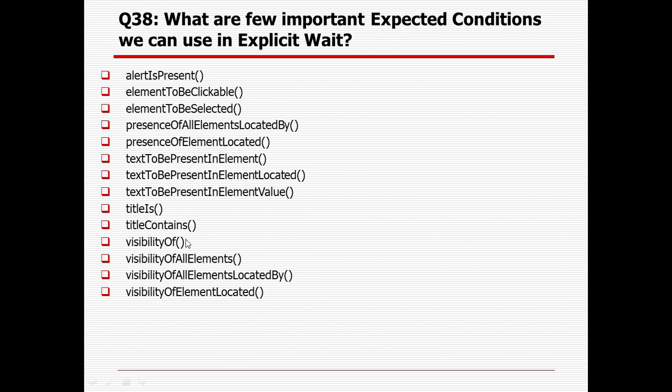If you want to check the title contains some value, visibility of some field, visibility of element, visibility of element located by or located. So for all these important conditions we can use the explicit wait. As and when the condition is met, it will not wait and it will continue to the next step.